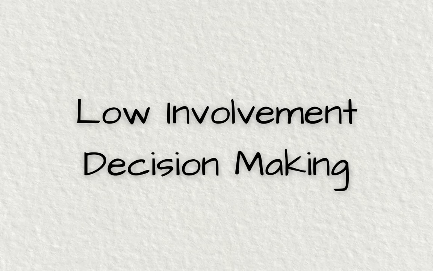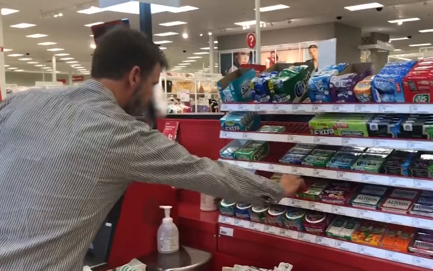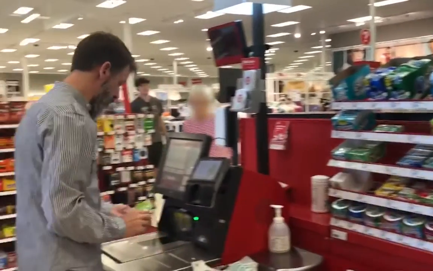The last one is low involvement. Low involvement are purchases where your decision-making process happens like this. It's just basically done. It's like buying gum, buying your everyday groceries. Nothing's really changing.